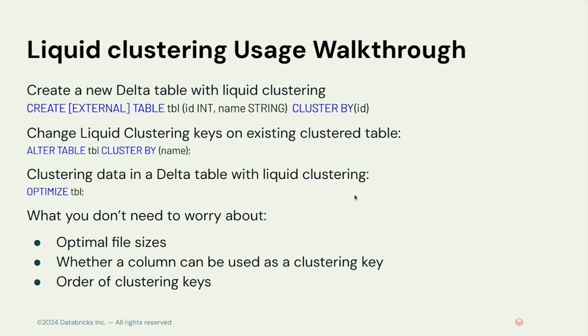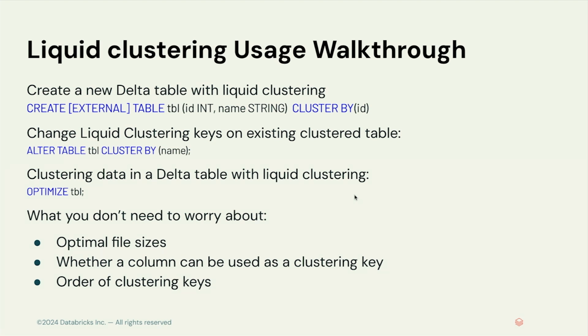When you optimize a Liquid table, you no longer need to specify Z-order or remember the keys, because the cluster ID is probably stored where? Transaction log. You don't need to worry about what are the optimal file sizes. Liquid's going to figure that out. You don't need to worry about whether a column can be used as a clustering key. What that really means is that if you're used to partitioning, you would be pretty positive you're not going to cluster by timestamp, you cluster by date. With Liquid, just cluster by timestamp, doesn't matter.